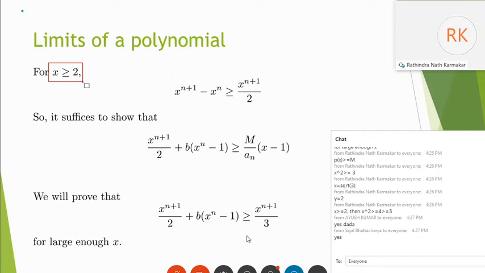Okay, so when x is greater than or equal to 2, we have x^(n+1) minus x^n is greater than or equal to x^(n+1) by 2. I hope all of you can understand how this is derived. Just transfer x^(n+1) to the other side, x^n to this side, and then remove the x^n, and you will see that this is equivalent to saying x greater than or equal to 2. So everyone got it, how we arrived at this inequality? For x greater than or equal to 2, this inequality must hold.